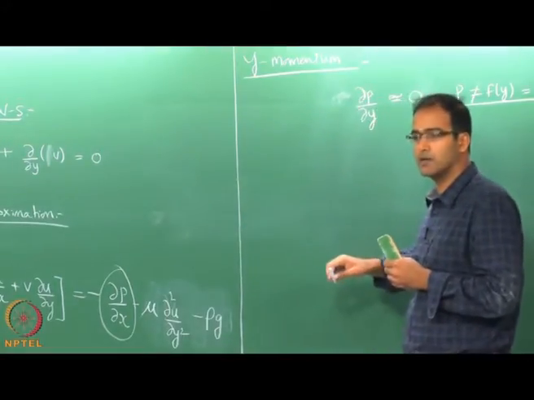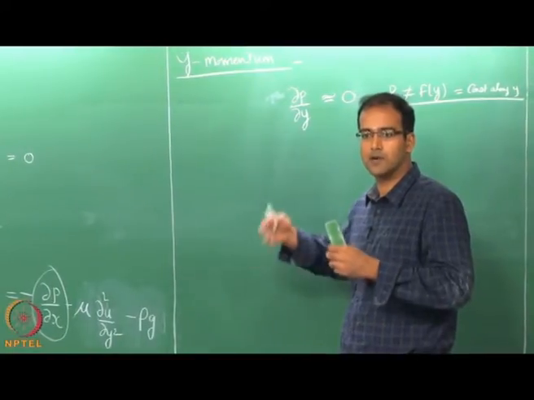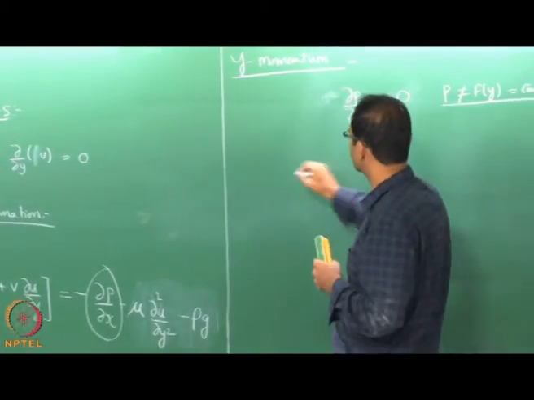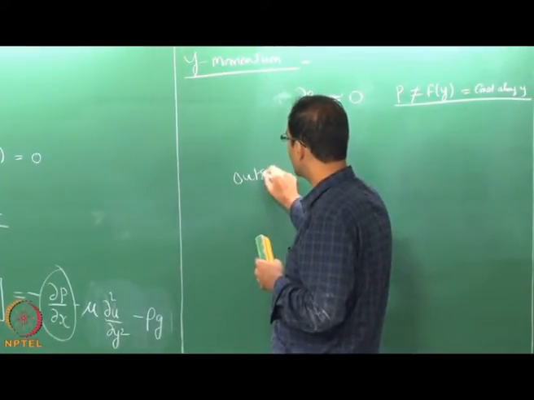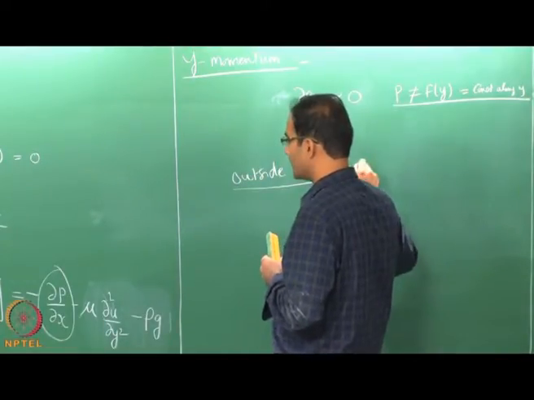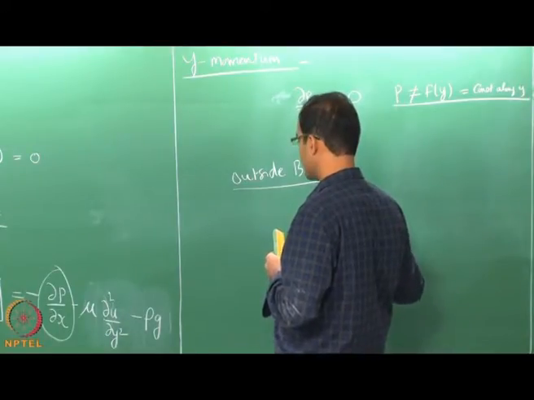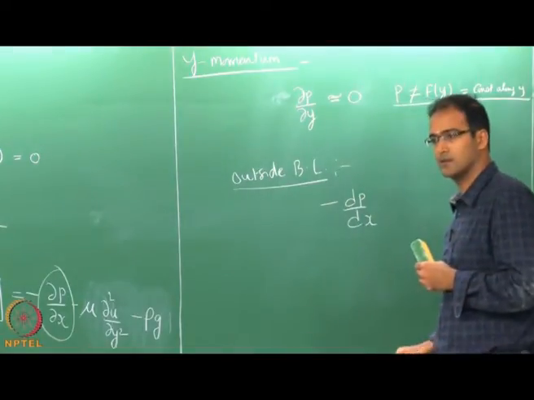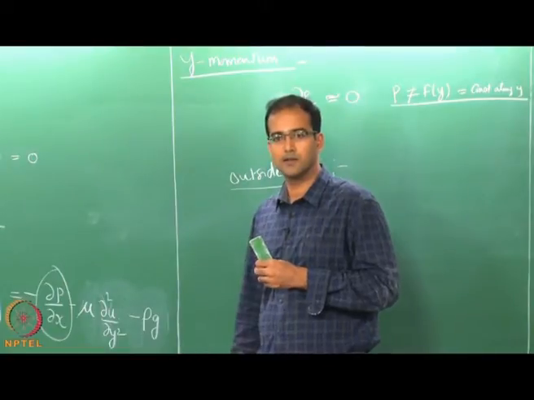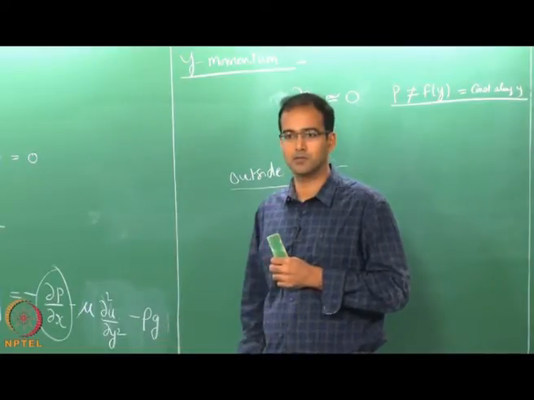Outside the boundary layer these become the Euler equations. In this case there is no advection at all, so essentially the convective term is completely 0. So, if you write the momentum equation outside the boundary layer, you end up with minus dP by dx, and then what else? You do not have an advection term, you do not have any diffusion term outside, there is no viscosity, but you have the body force.